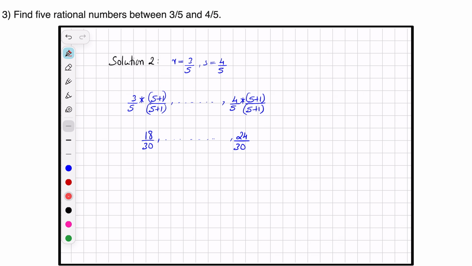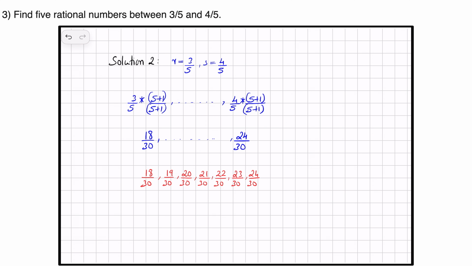Now we can write all the numbers in between, that is 18 by 30, and the next number I can write as 19 by 30, 20 by 30, 21 by 30, 22 by 30, 23 by 30 and 24 by 30. So we have 1, 2, 3, 4, 5. 5 numbers between R and S.